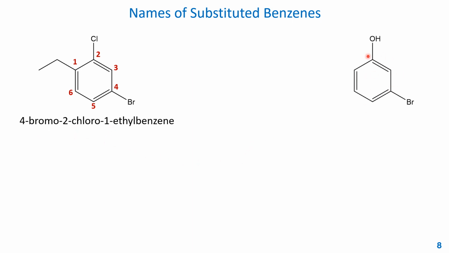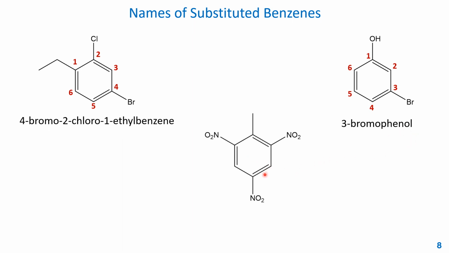Another example is phenol. Now this is the core phenol we just talked about, and we have a bromo group here. So carbon 1 will be here, 2, 3, 4, 5, 6. So that will be 3-bromophenol. Another example is toluene as a core, and you have 3 nitro groups. And number 1, because it's a toluene, 2, 3, 4, 5, 6. So the name will be 2,4,6-trinitrotoluene. And this is actually the TNT. Okay.